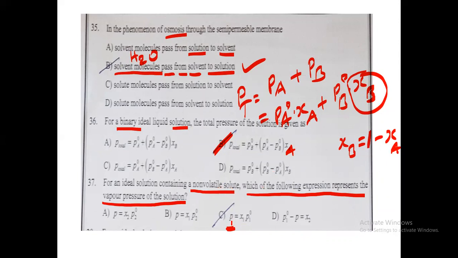Total pressure of solution is equal to X1 into P1 naught here. Means what now here? The total pressure P total is equal to PA naught into XA. PA means P1, PA naught is nothing but P1 naught, and XA is nothing but X1, because we use 1 or A for solvent, 2 or B for solute. So it is the vapor pressure of solution for non-volatile solute in volatile solvent.